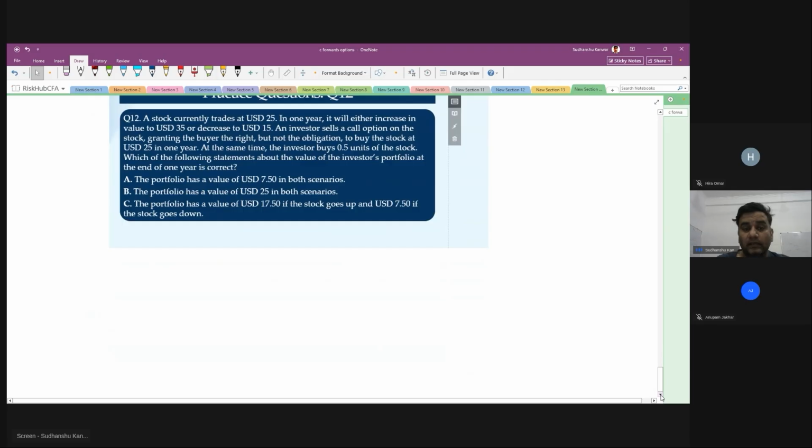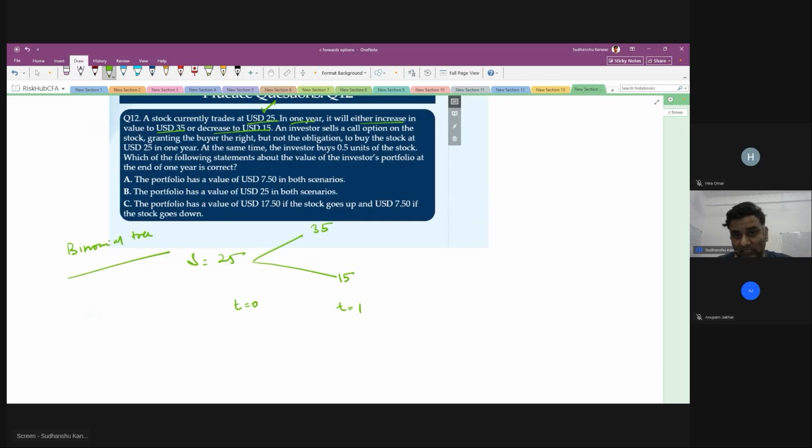Okay. A stock currently trades at USD 25. So this is your stock price, 25. In 1 year time period, it will either increase in value to USD 35 or decrease to USD 15. It means two possibilities are given. Either it goes to 35 or it goes to 15, and that is at t equals 0, this is t equals 1. So it is a binomial tree being made. You clearly get an idea. This is a question of binomial tree.